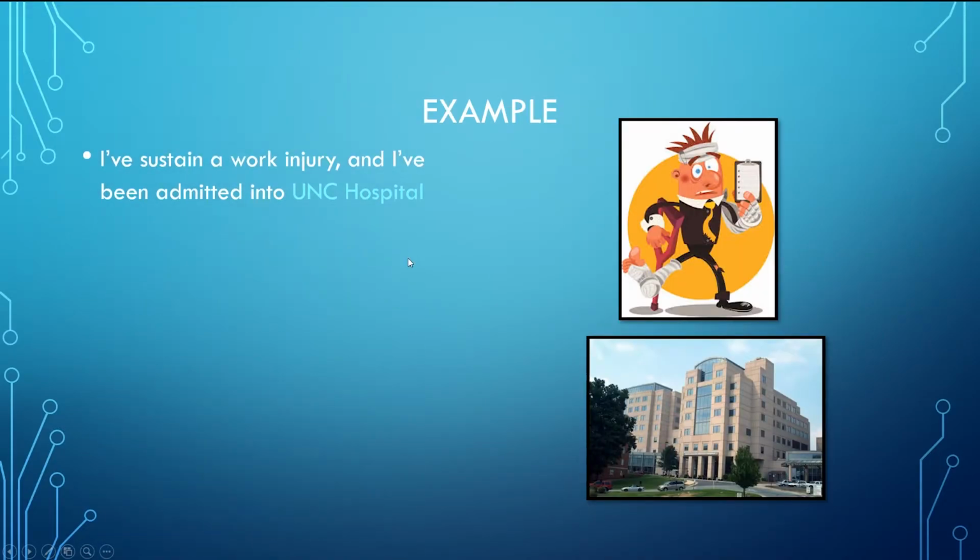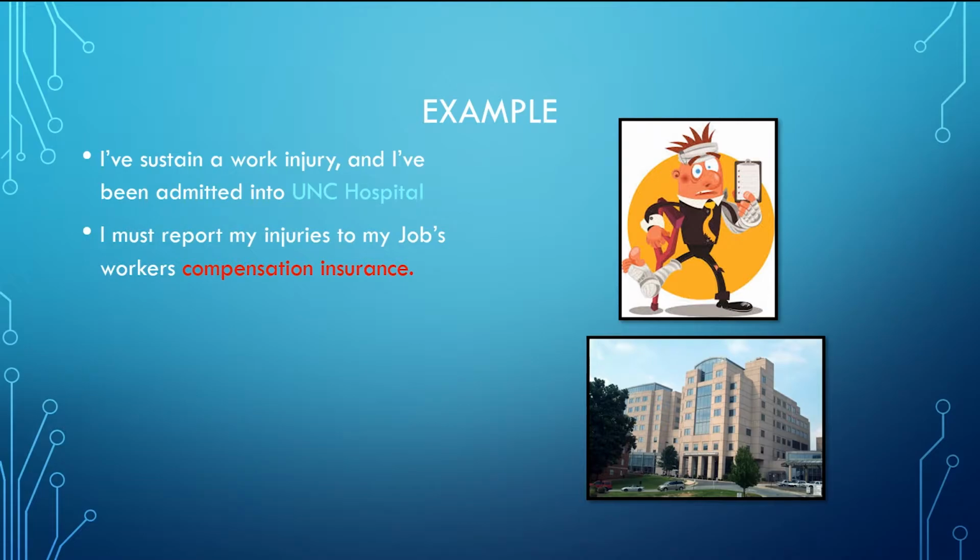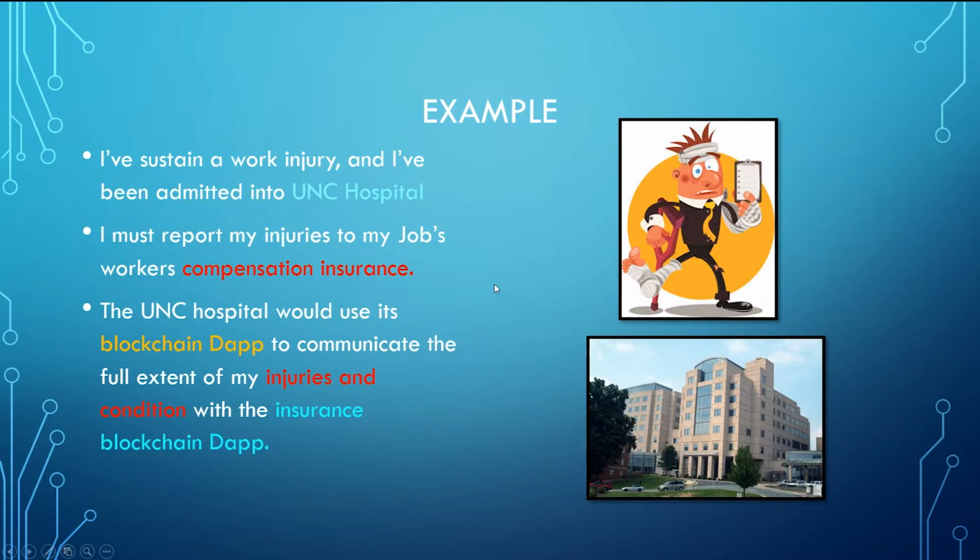An example. So say I sustained a work injury and I have been admitted to the UNC Chapel Hill hospital, right? So I have to report my injuries to my job's workers' compensation insurance company, right? So they can compensate me properly. So the UNC Chapel Hill would use its blockchain app to communicate the full extent of my injuries and conditions with the insurance blockchain app.